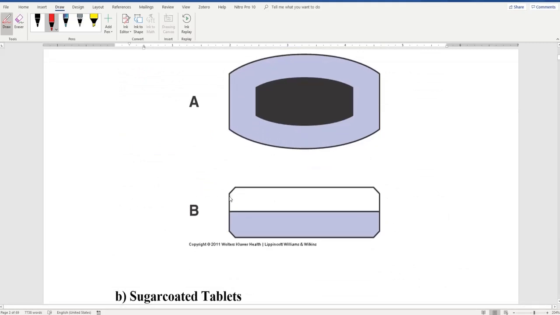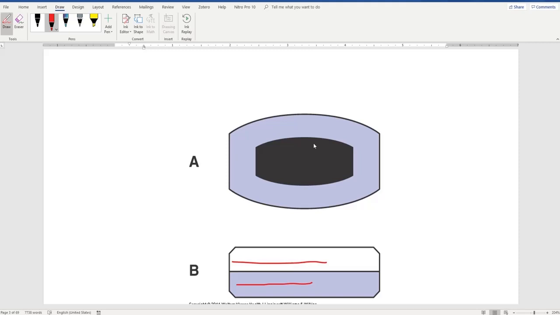What do you see here? You see here multiple layer tablets. This is a layer and this is another layer. Tablet within tablet: you see here there is a tablet and outside there is a tablet. So we call it tablet within tablet. The inner tablet, we refer to it as core. It's another core. But the outer tablet, what do we refer to it as? We refer to it as shell.